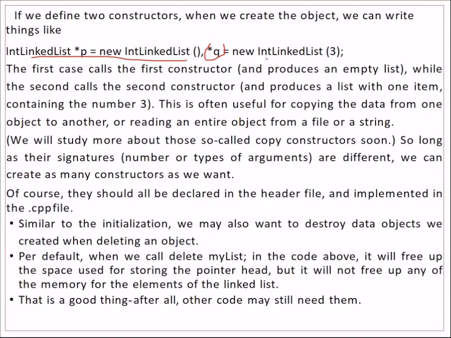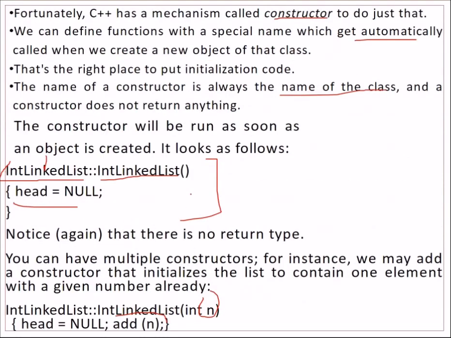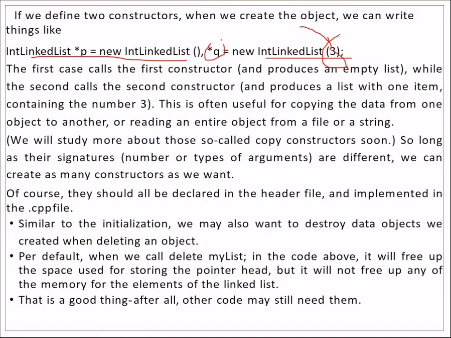If we want to initialize, say, a star q, the new linked list 3, as we have passed an argument 3, not the first one but this one will be invoked. So a list will be generated already with our value 3. So the first case calls the first constructor. It produces an empty list, while in this case the second constructor produces a list with one item containing the number 3. Let me restate: one space with the value 3, not three spaces.